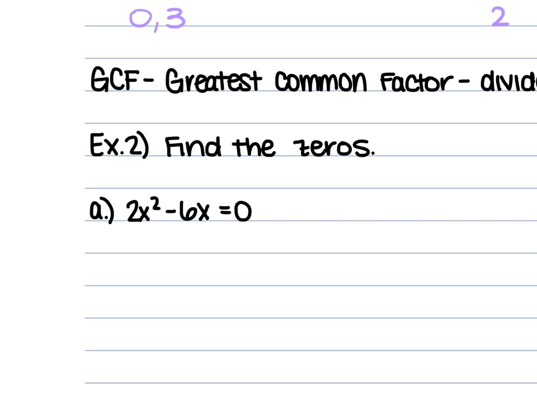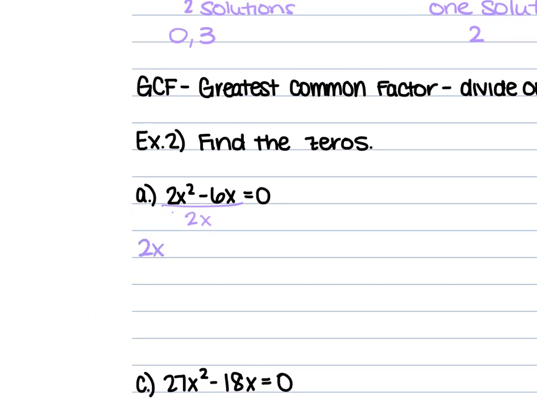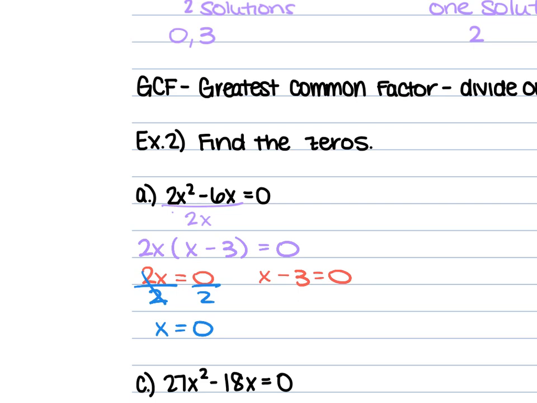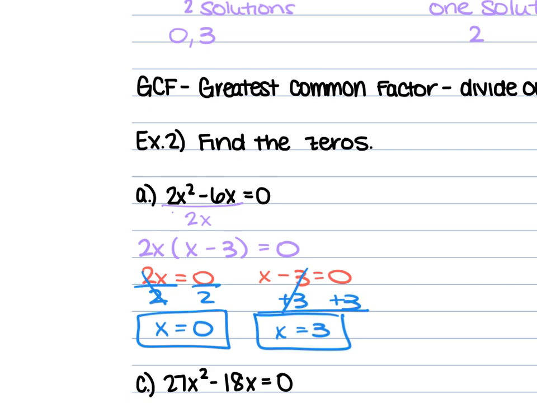So with a, do we have a greatest common factor that we can factor out? Yes. With both of these, they're both divisible by 2x. So we're going to factor out the 2x. We're going to have 2x times x minus 3 is equal to 0. Now, each part we're going to set equal to 0. So the 2x is equal to 0, and the x minus 3 is equal to 0. Solve for x for both. With the 2x, divide by 2 on both sides, we get that x is equal to 0. For the x minus 3, we're going to add the 3 to both sides, and we get that x is equal to 3. So 0 and 3 are our solutions, or our zeros.